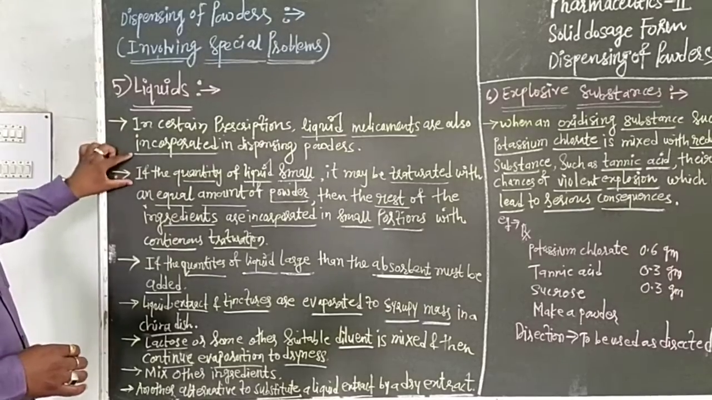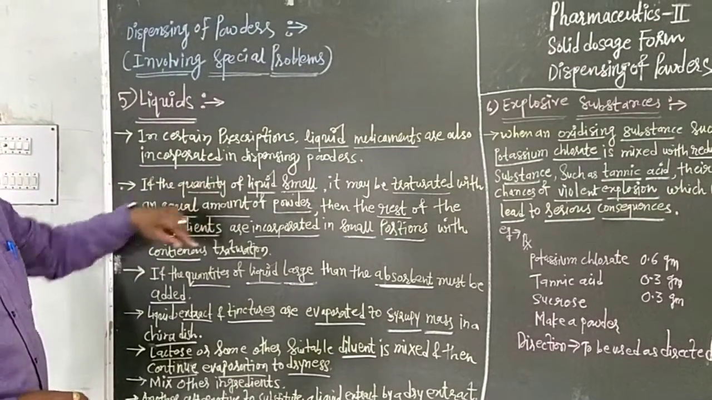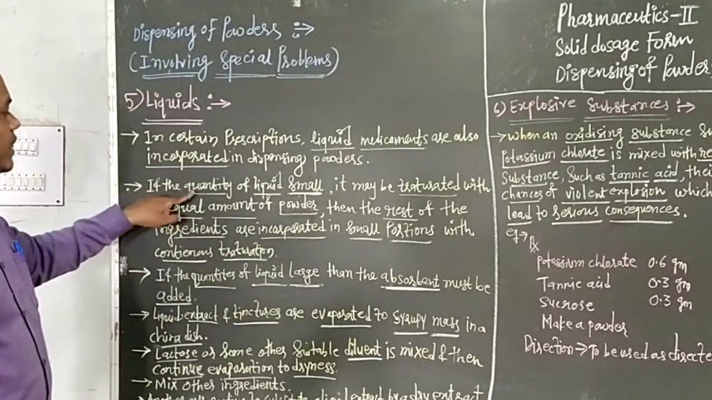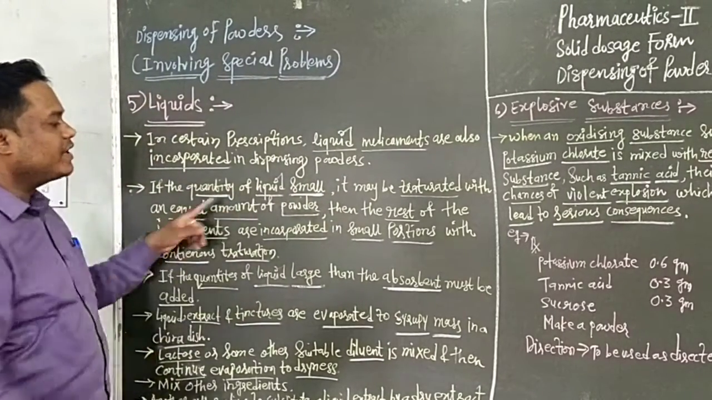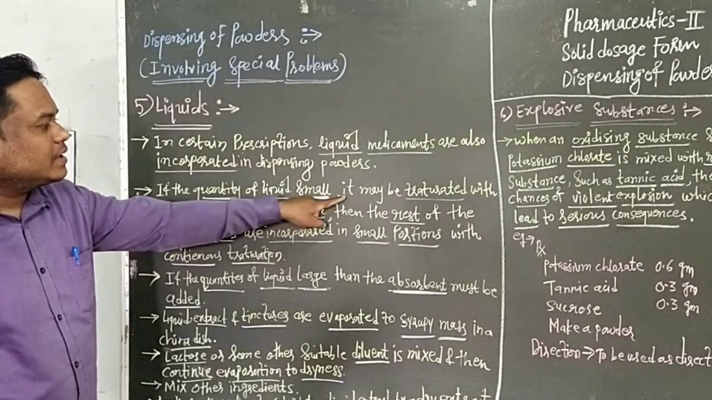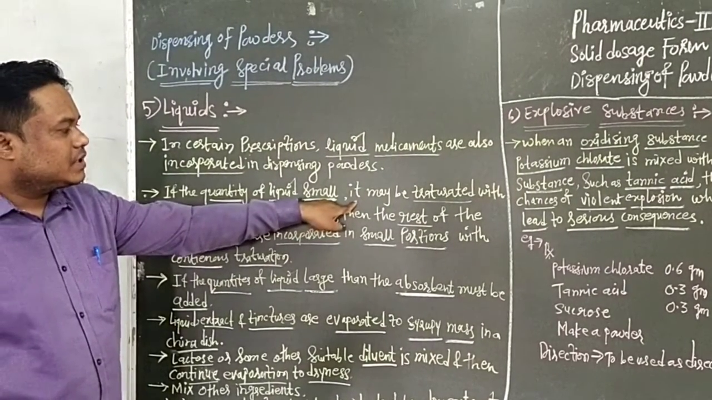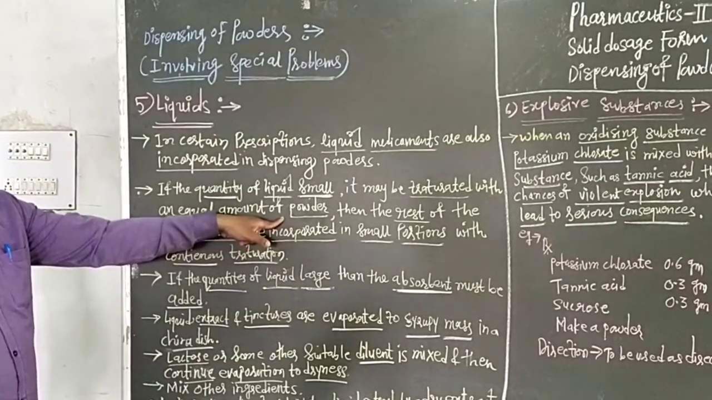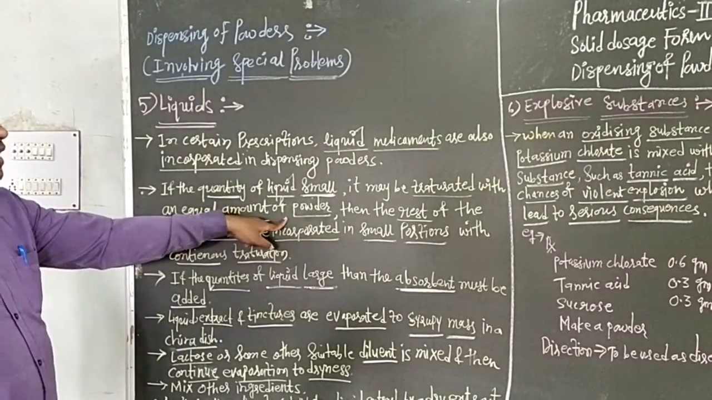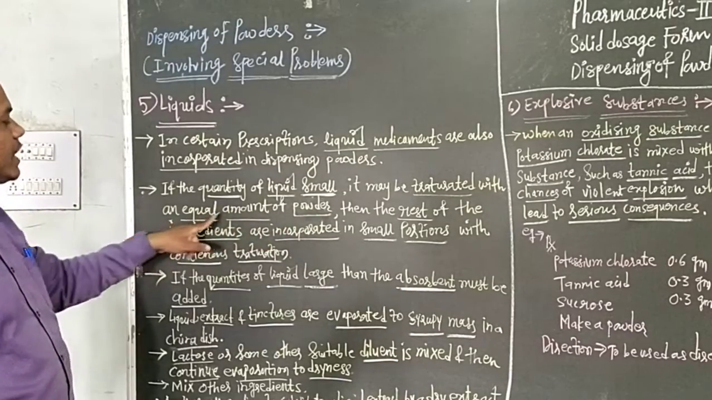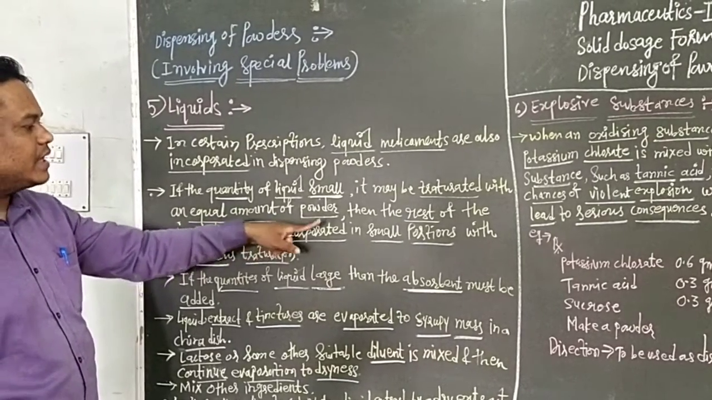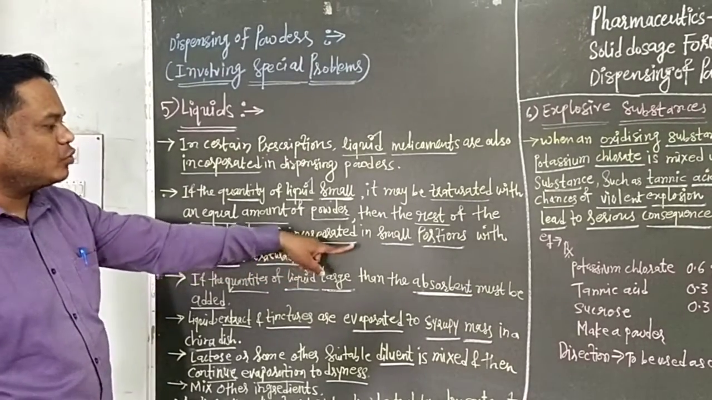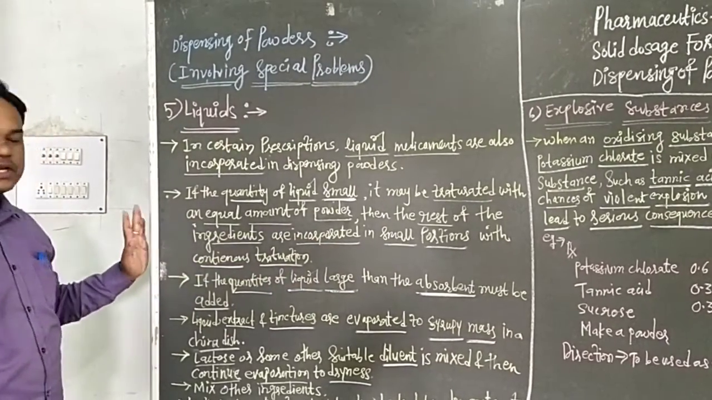Next, if the quantity of liquid is small, this is important. If the quantity of liquid is small, then what is the procedure? It may be saturated with an equal amount of powder. Then the rest of the ingredients are incorporated in small portions with continuous saturation.